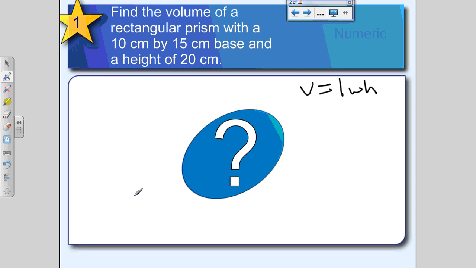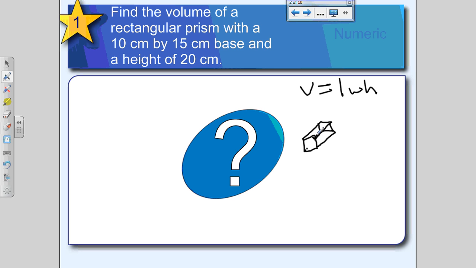Now we're on to volume of 3D figures. Right here we've got the volume of a rectangular prism with a 10 centimeter by 15 centimeter base and a height of 20 centimeters. I've already put the formula for volume: volume equals length times width times height. A rectangular prism would be something like a tissue box or a loaf of bread.